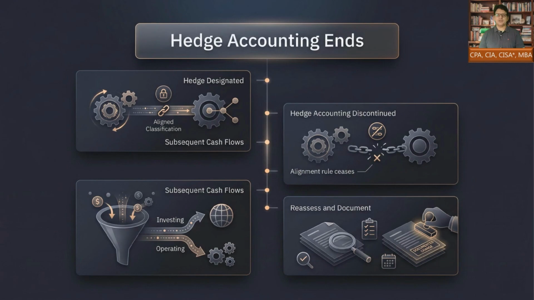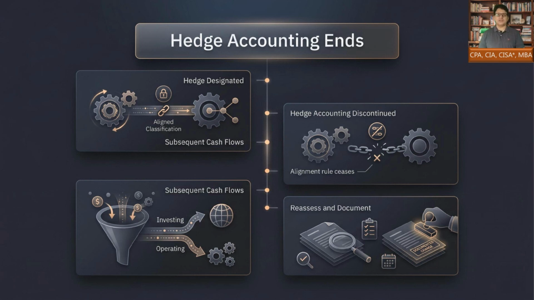What happens if hedge accounting ends? After discontinuance, the classification of subsequent cash flows changes. During an active hedging relationship, the derivative cash flows may follow the hedged item, assuming the required conditions are met. But once hedge accounting is discontinued, later cash flows are classified based on the nature of the derivative instrument itself. This does not necessarily mean the derivative disappears from the balance sheet. It may still exist, but the aligned hedge classification no longer applies to future cash flows.